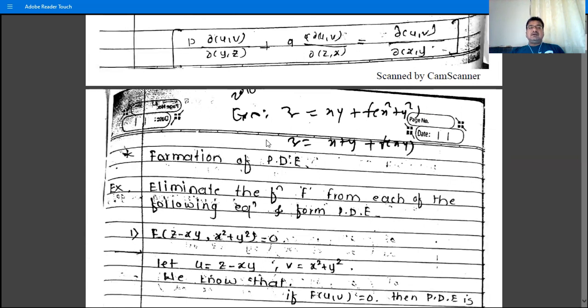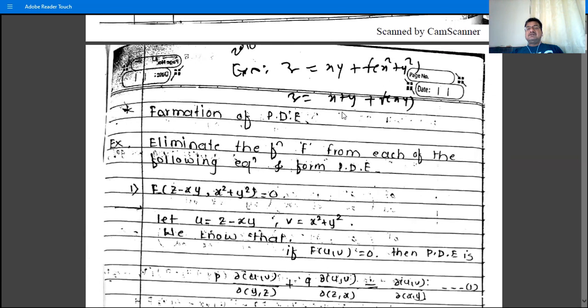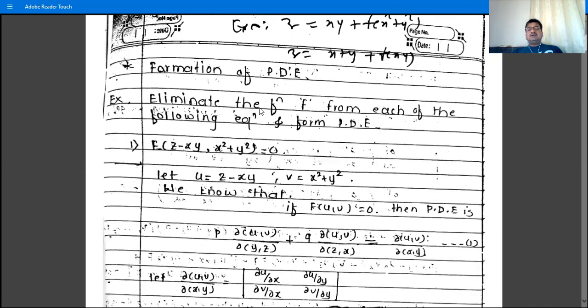The next example: z is equal to x into y plus f of x square plus y square. And z is equal to x plus y plus f of x into y. So eliminate the function f from each of the following equations and form the partial differential equation. Again, the same type of problem. We have to eliminate the function and find the partial differential equation.